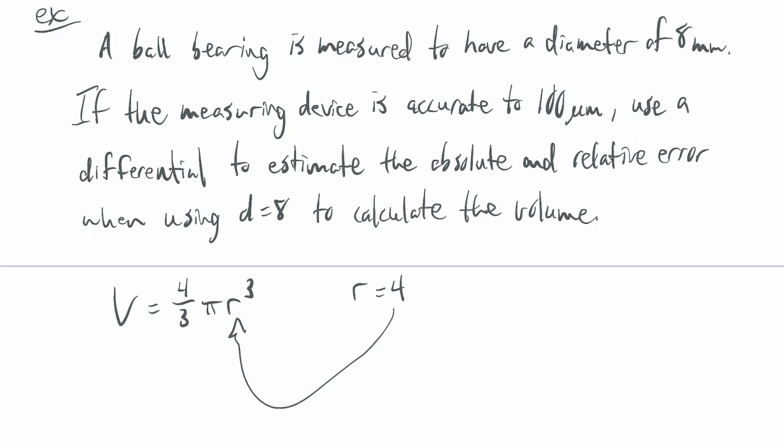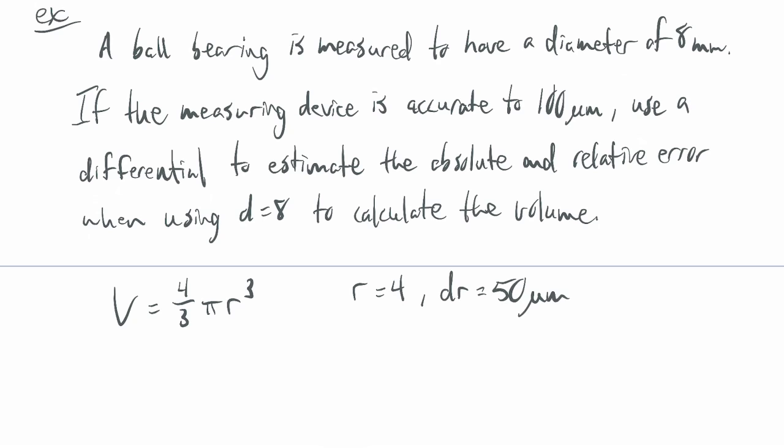Well, I want to know what's the error because the measuring device is not perfect. It's going to be off by a little bit, up to 100 micrometers. So I want to convert that into a usable number. So if the diameter is accurate up to 100 micrometers, then the radius, while being half the diameter, would be accurate to 50 micrometers. So I'll say that dr, the differential of the radius, so the small change in the radius, you could think of as being like the error in the radius. This is going to be 50 micrometers, right?